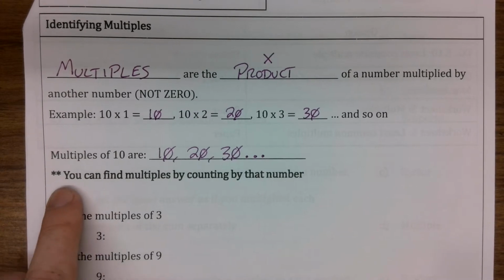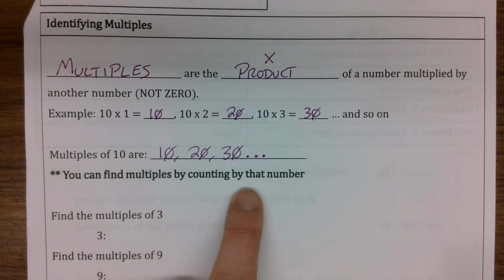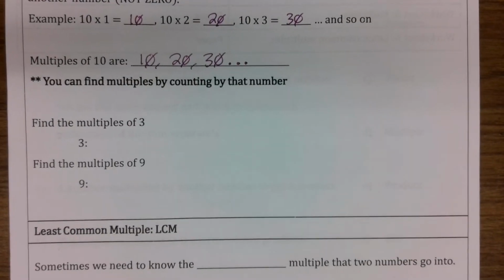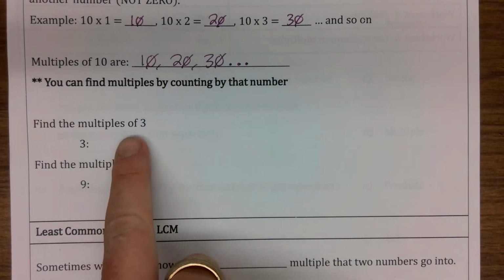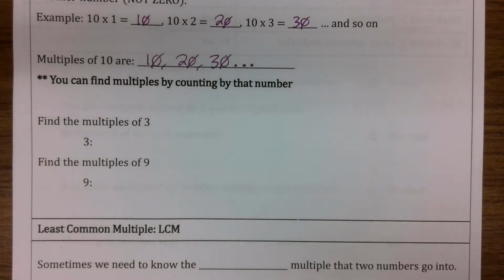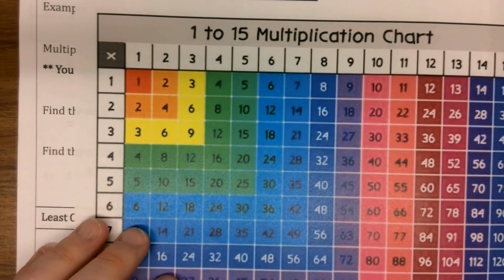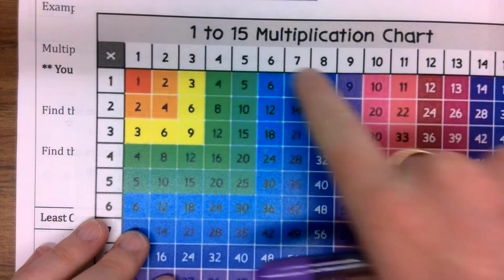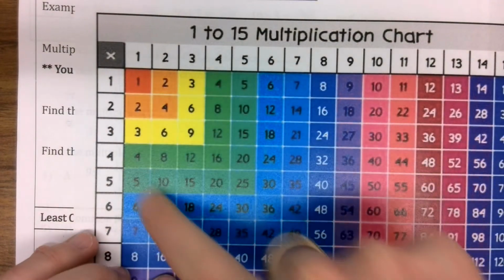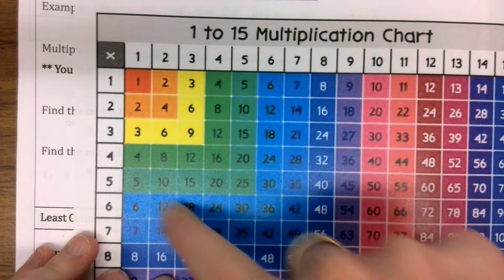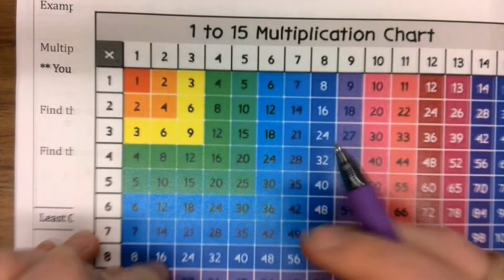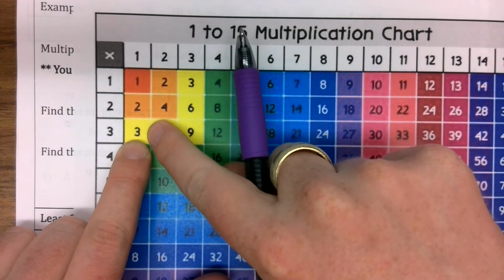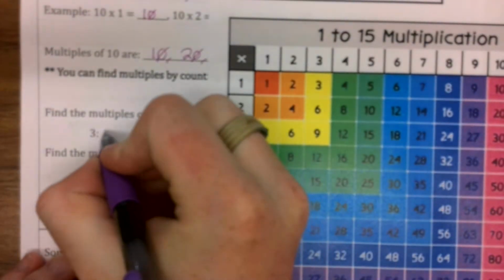A treat is you can find multiples by counting by that number. And we're going to use our multiplication chart to help us out here. So we're going to first find multiples of 3. On our multiplication chart, we talked about how these in white boxes here are factors on top and on the side. And then all of these inside are multiples. So if I want to count by 3s, I'm going to go 3. 3 times 1 is 3, so that would be my first multiple.